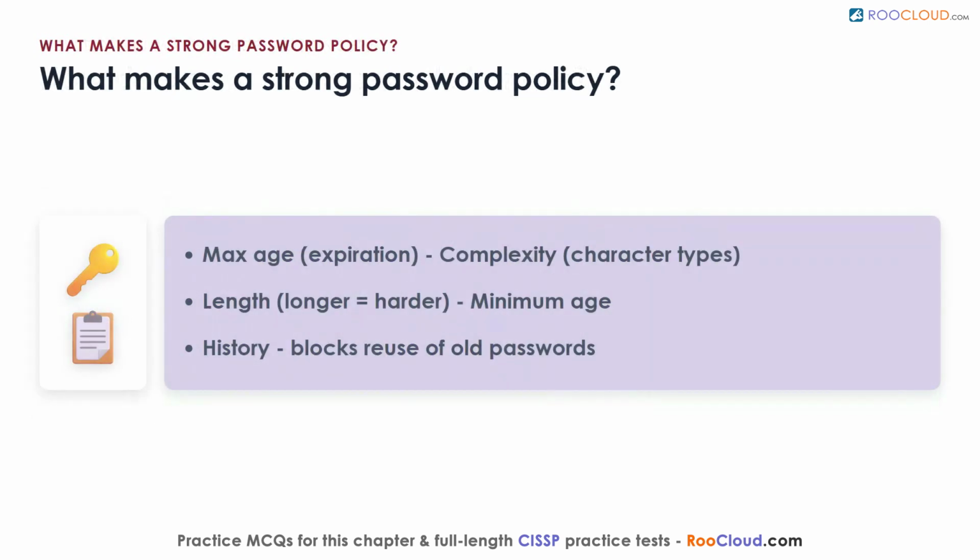What makes a strong password policy? Organizations write a password policy and enforce it with technical settings. Maximum age forces a periodic change, sometimes called expiration. Complexity sets how many character types are required, from lowercase and uppercase to numbers and symbols. Length sets the minimum number of characters, and longer is always harder to crack. Minimum age blocks changing a password again too soon, and history remembers past passwords so users cannot cycle back to an old favorite. Together, minimum age and history stop someone from rotating straight back to the password they started with.